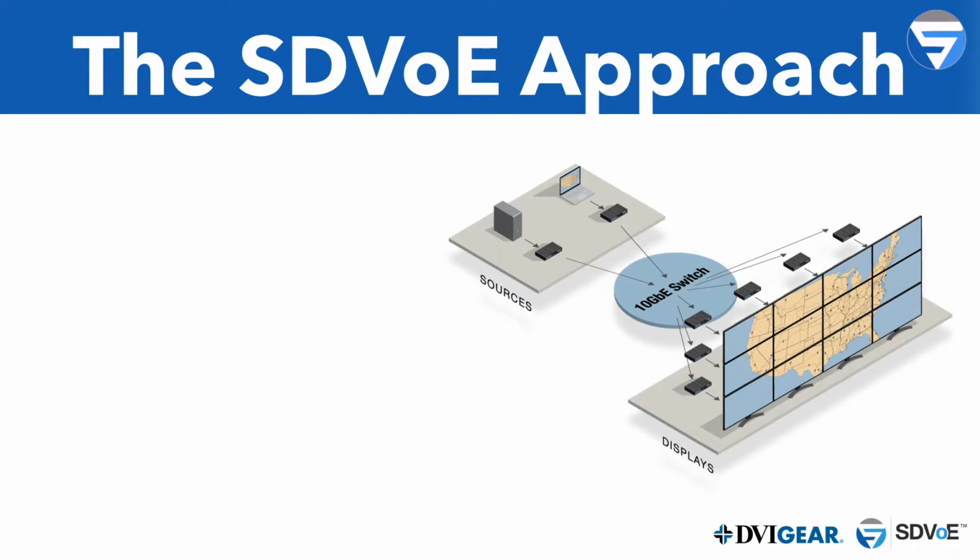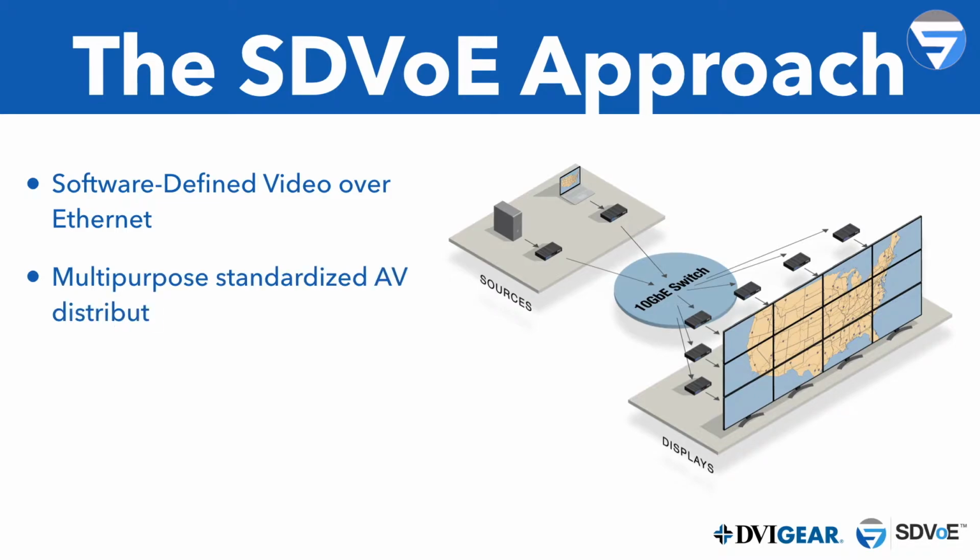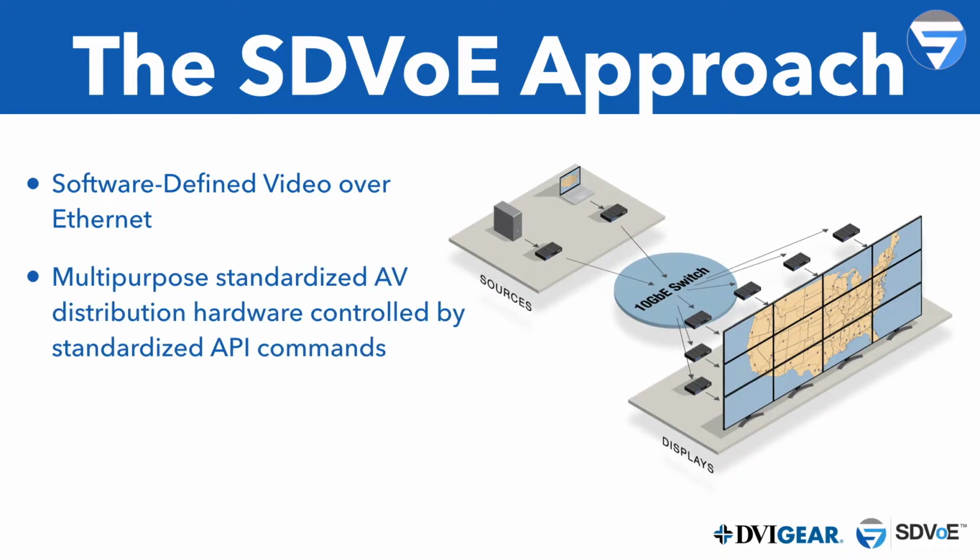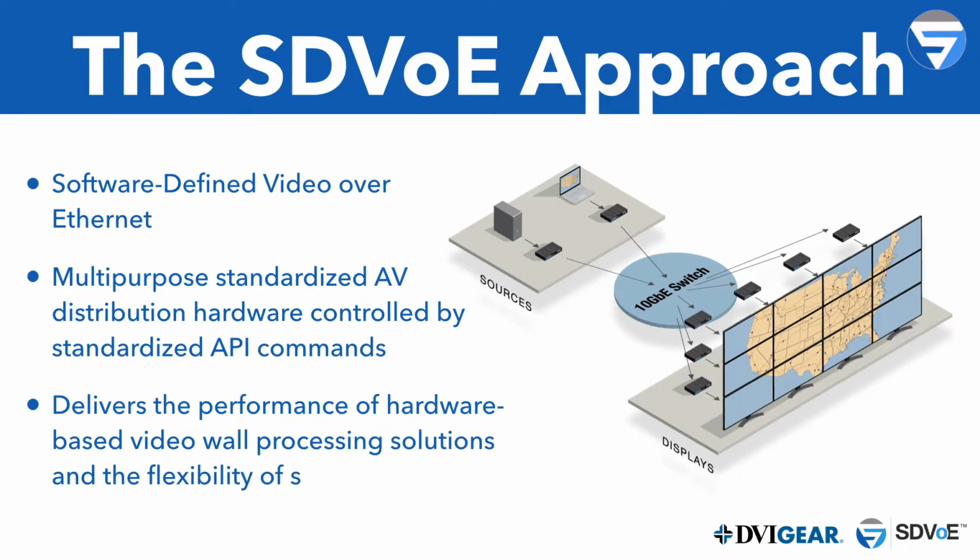As a reminder, SDVoE stands for Software Defined Video over Ethernet, but what does that mean? Well, what it means is that we have software controlling hardware. We have multi-purpose standardized AV distribution hardware controlled by standardized API commands. And this delivers the performance of hardware-based video wall processing solutions with the flexibility of software-based solutions.